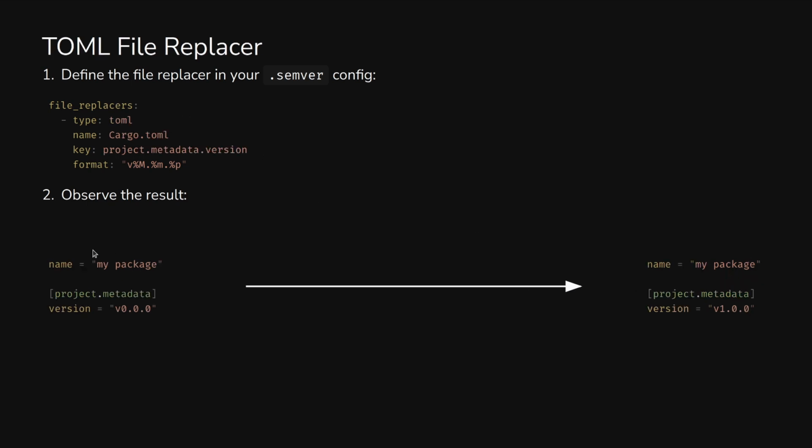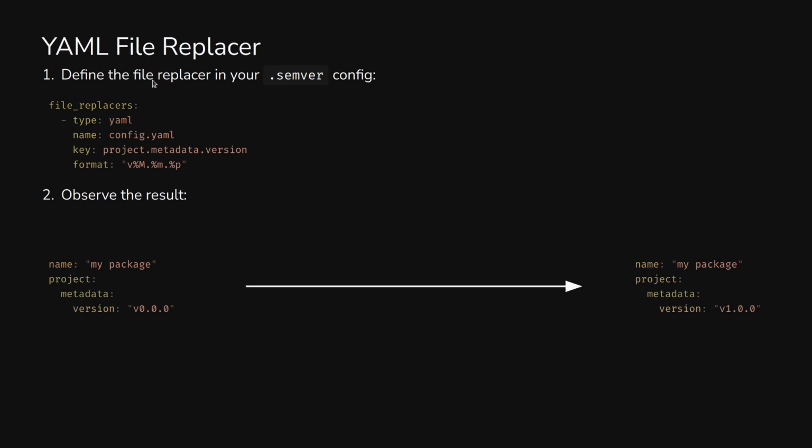TOML, very similar. If you have a TOML file, then you can replace the version key with whatever format on new tags. Notice that we can do nested keys, so project.metadata.version, it's fine to reach all the way into the file as deep as you need to. Same for YAML, exactly the same, just in YAML format this time. So you can see that you can replace the version inside of a YAML file too.